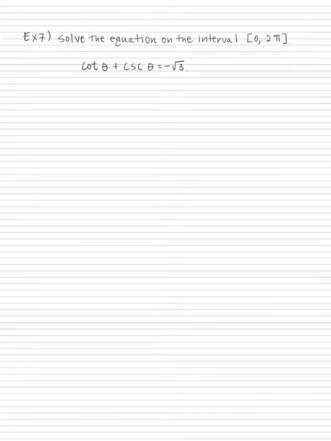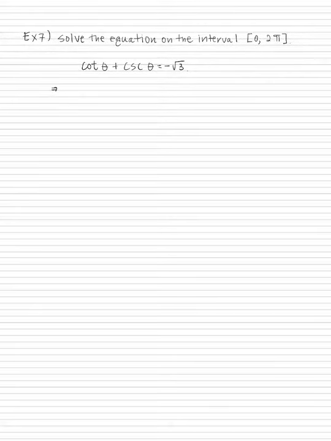Next example, we're going to be solving equations now. So solve the equation on the interval 0 to 2 pi. The equation is cotangent of theta plus cosecant of theta equals negative square root of 3. Okay, in order to solve this, I usually don't like to deal with cotangent and cosecant. I'm pretty familiar with sines and cosines. So first what I'm going to do is convert everything in terms of sines and cosines. So let me just do that.